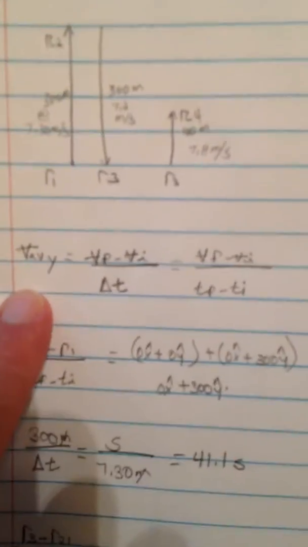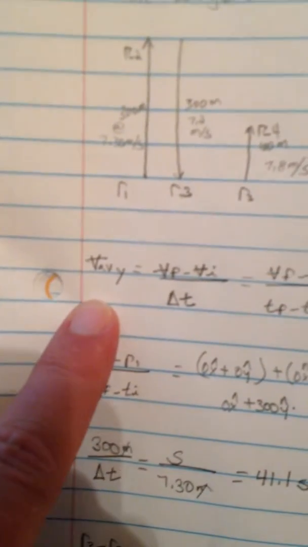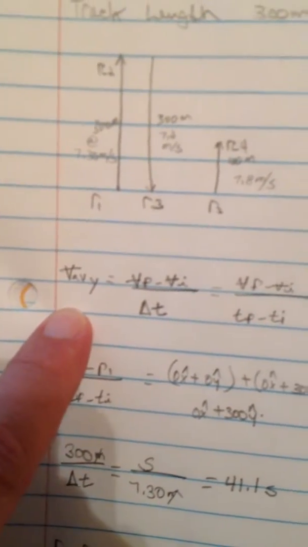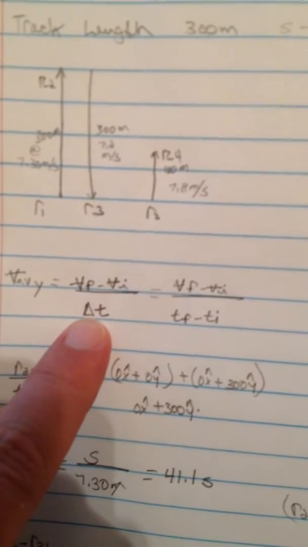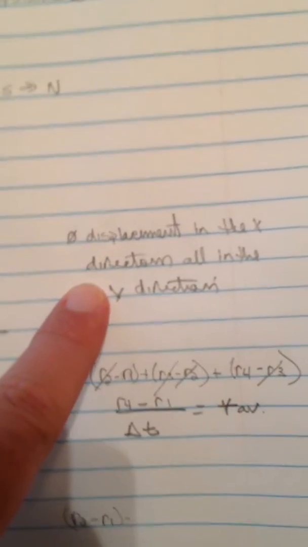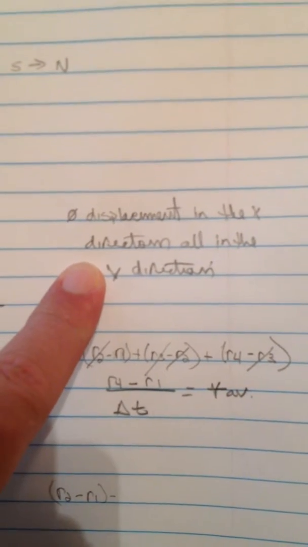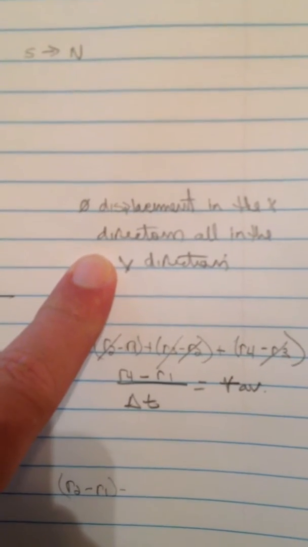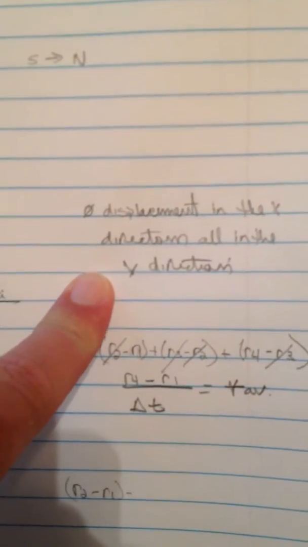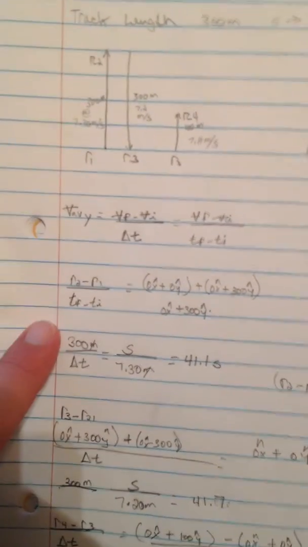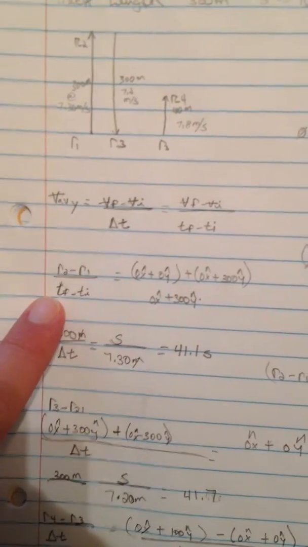So we have average velocity. Average velocity is defined by velocity final minus velocity initial over the change in time. And since we actually have no displacement in the x direction, x is going to be 0 the whole time. All displacement is going to be in the y direction. So we're going to start calculating our displacements.